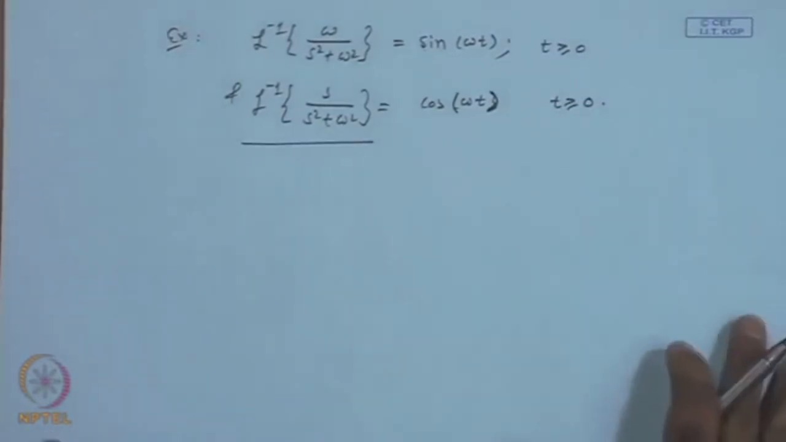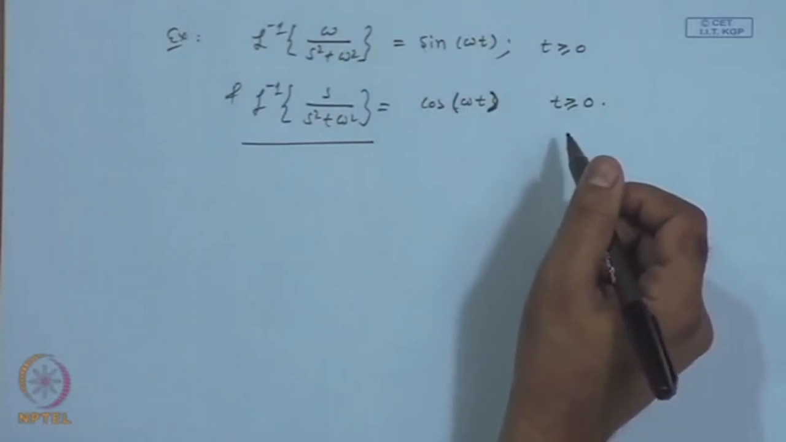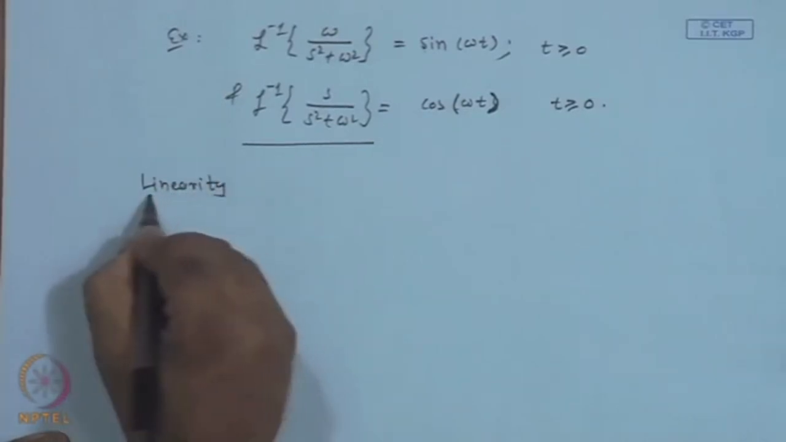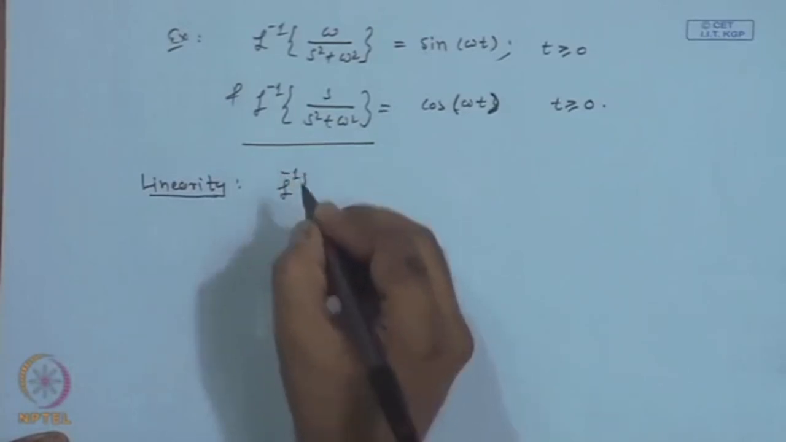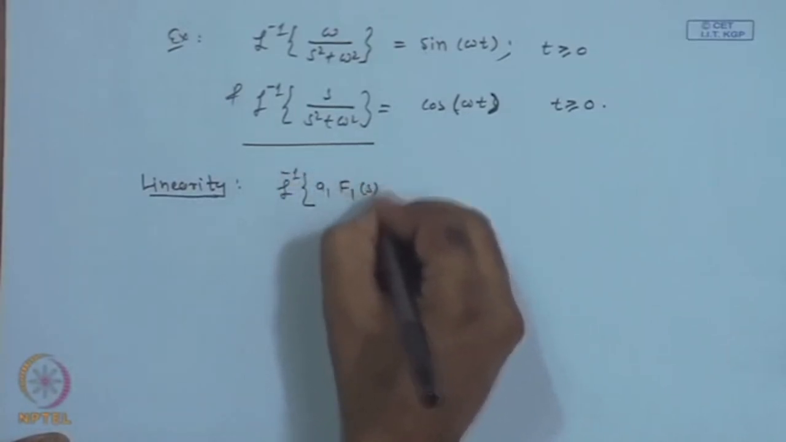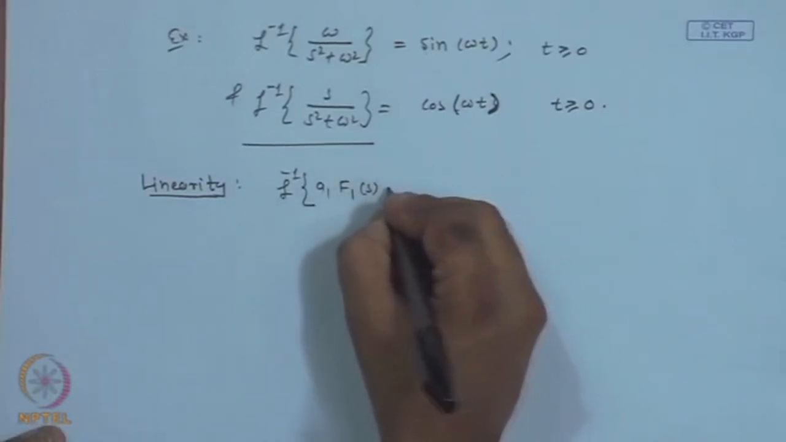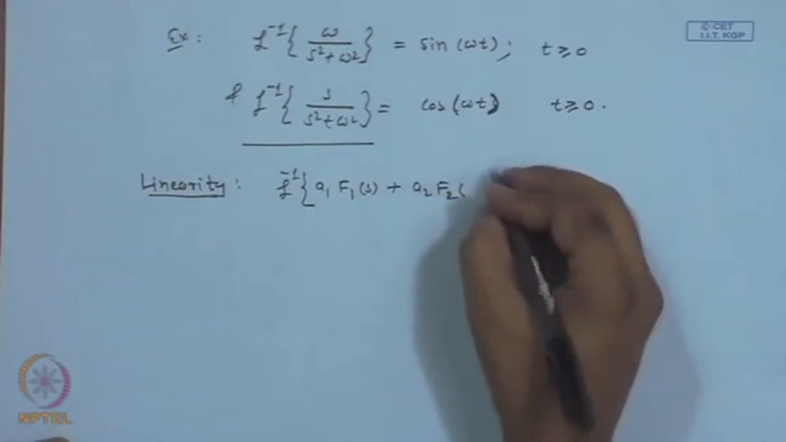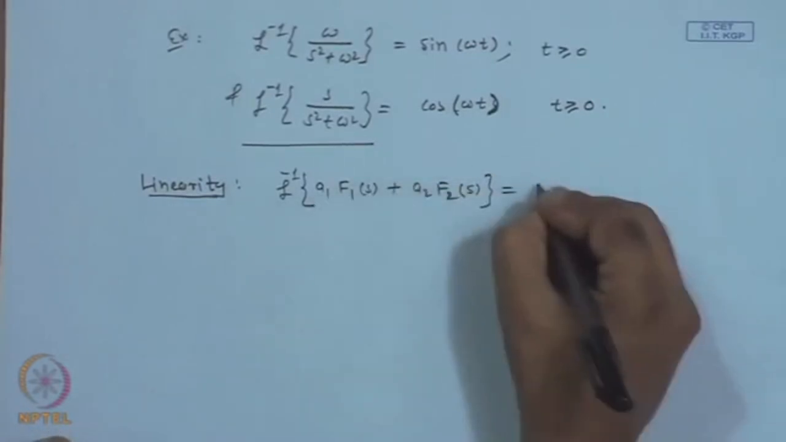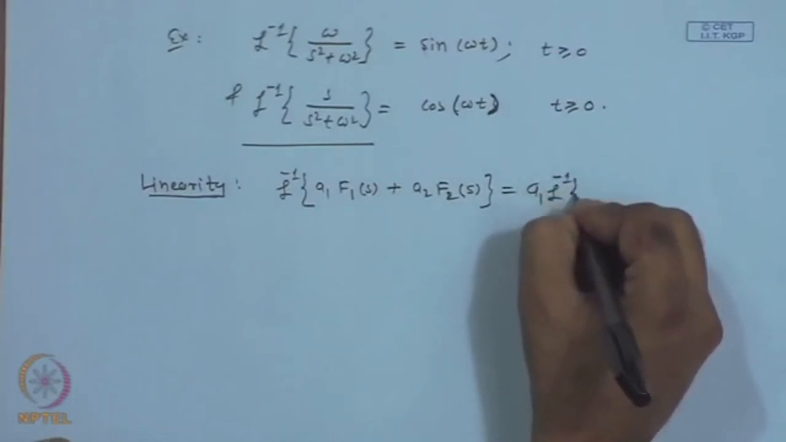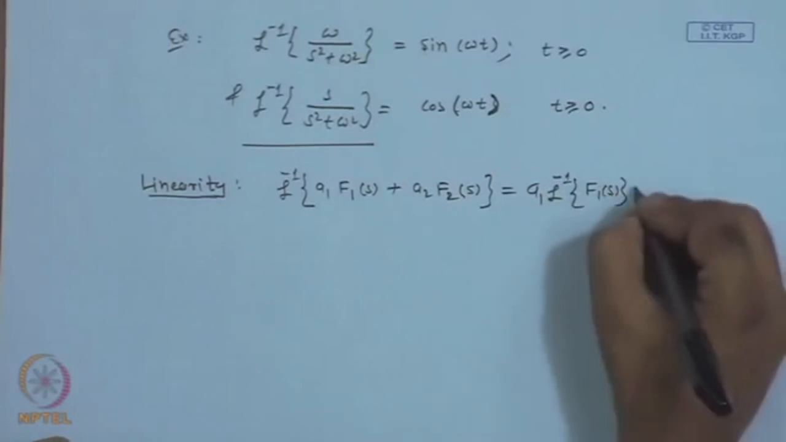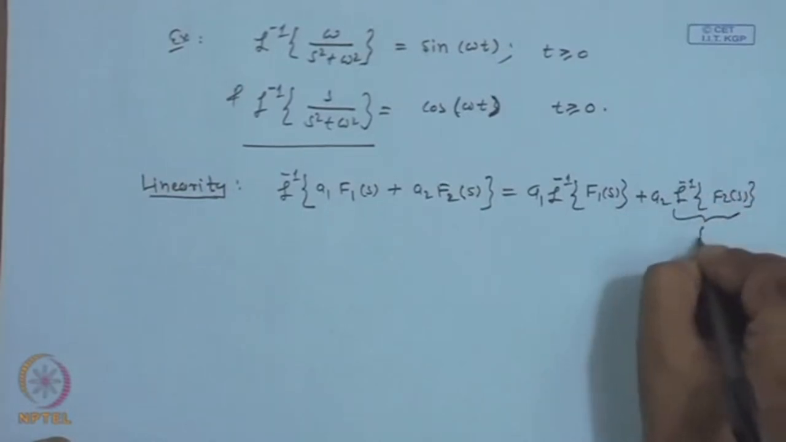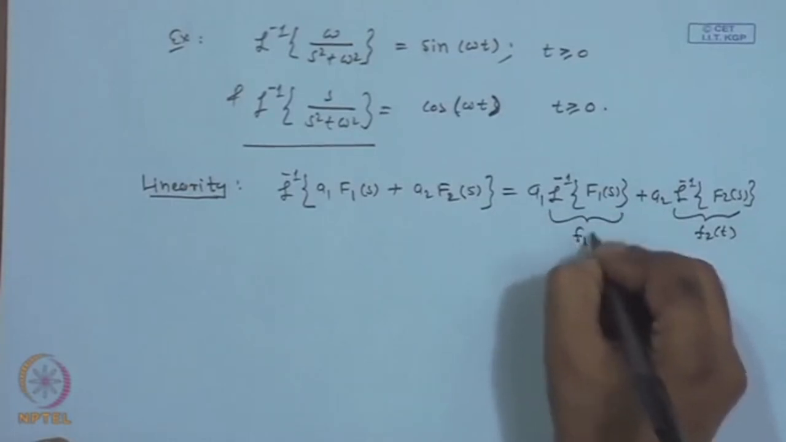Now, this inverse Laplace transform, very similar to the Laplace transform, has all those properties like linearity. This linearity property says: let us assume the Laplace of the f 1 t function is F 1 s, and the Laplace of the f 2 t function is F 2 s. Then a 1 times the Laplace inverse of F 1 s, which we can write as f 1 t, plus a 2 times the Laplace inverse of F 2 s, which we can write as f 2 t.